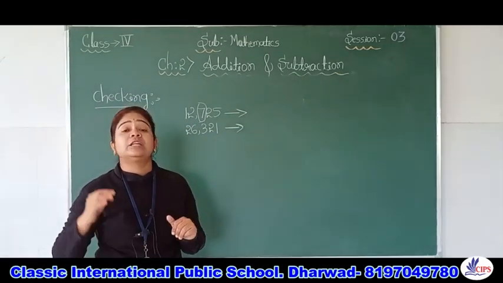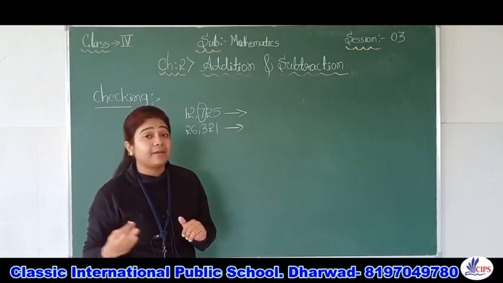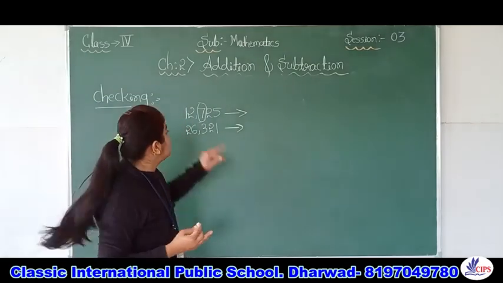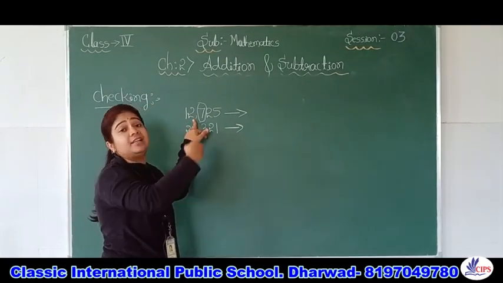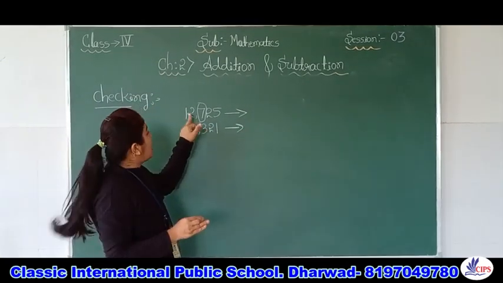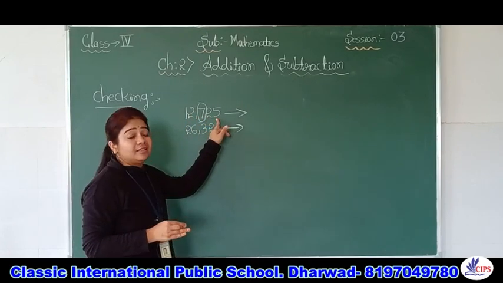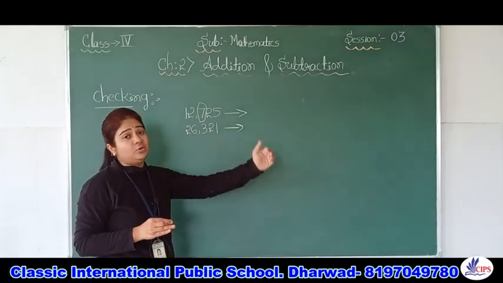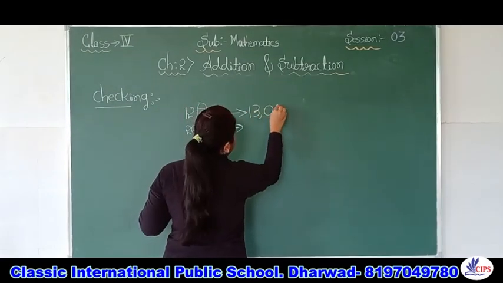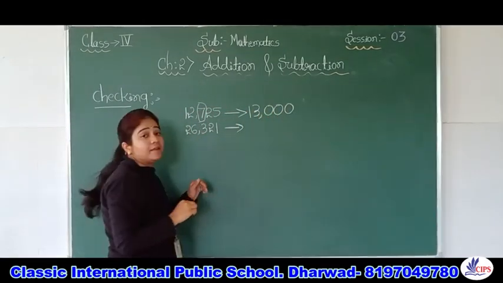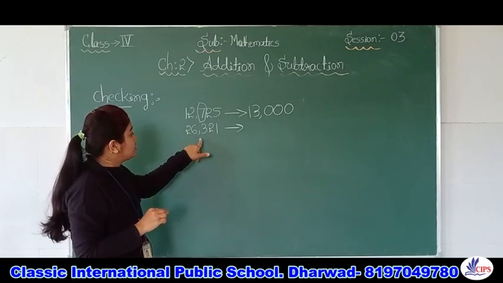So we have to follow the step up. In the step up, what will we do? You know that. The thousands place digit will increase by 1 and keep the remaining digits as 0, 0, 0. That is 13,000.